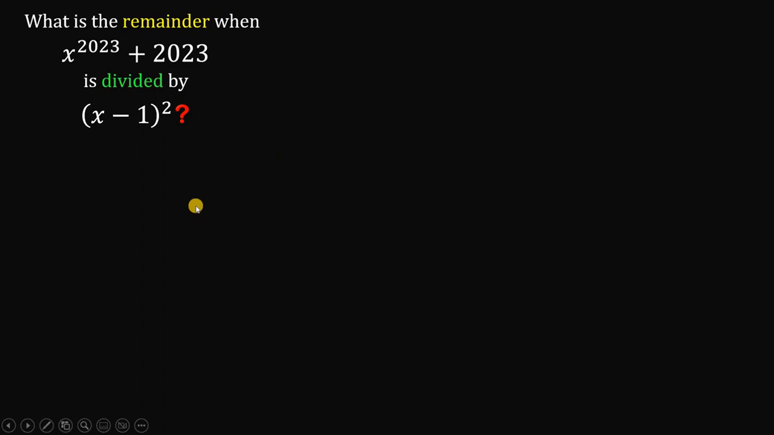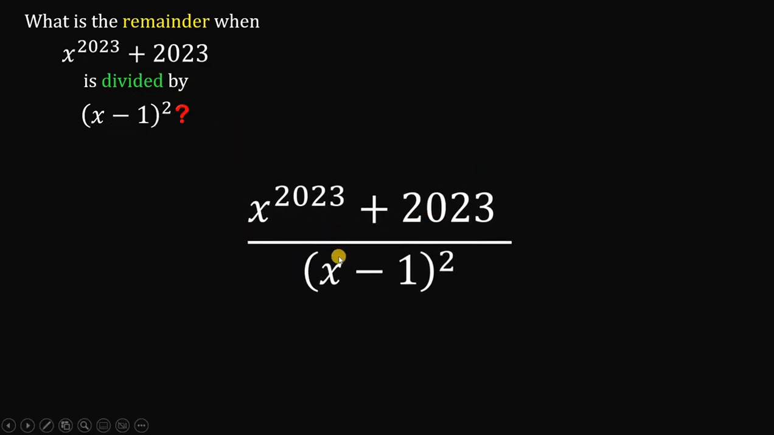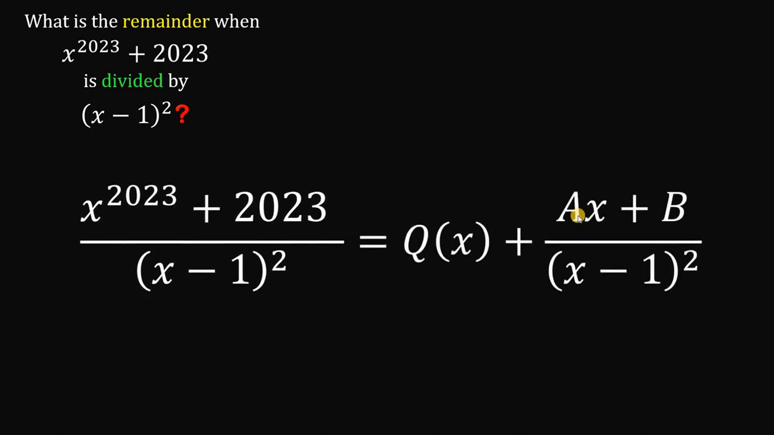Alright, to answer this question, let's focus on the given situation. The question is what is the remainder when x raised to 2023 plus 2023 is divided by x minus 1 quantity squared. Now, if we divide this polynomial by another polynomial, we get a quotient plus a remainder over the divisor. Now, the remainder is linear. The reason is our divisor is a quadratic. Alright, and we have some quotient right here.